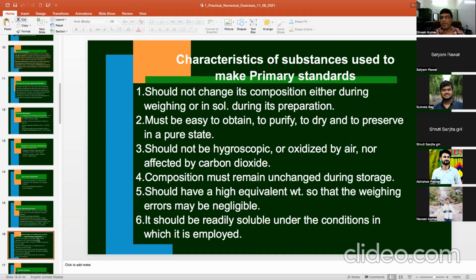It must be easy to obtain, to purify, to dry, and to preserve in a pure state. It should not be hygroscopic or oxidized by air, nor affected by carbon dioxide, which means its weight should not change. Composition must remain unchanged during storage also, and it should have a high equivalent weight so that the weighing errors may be negligible. It should be readily soluble under the conditions in which it is employed. So these are the characteristics, and certain chemicals or compounds qualify for it, and I have already given you the list.